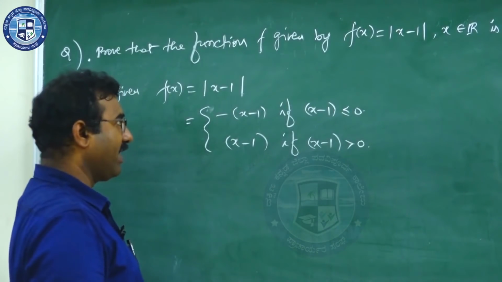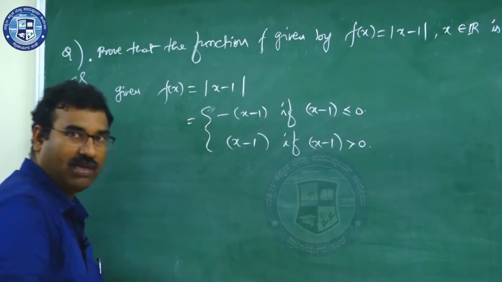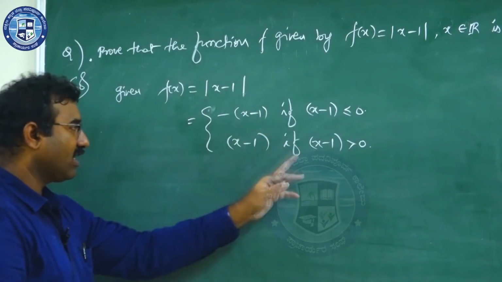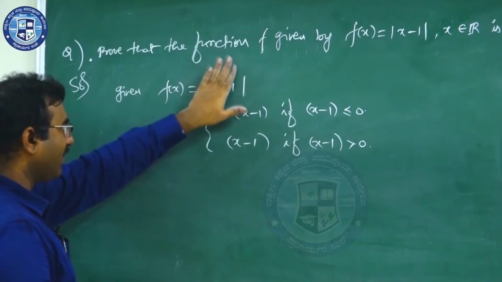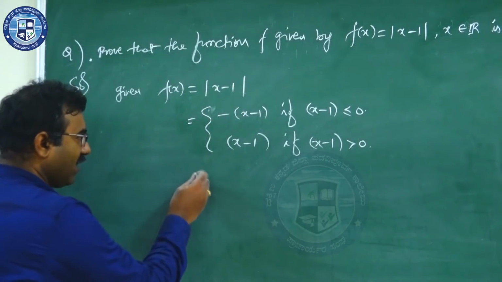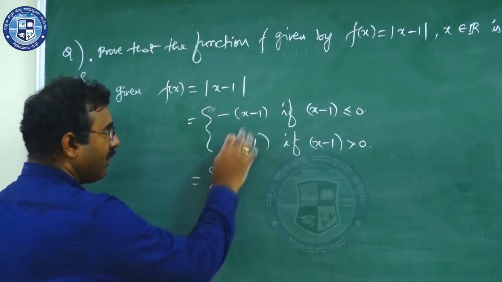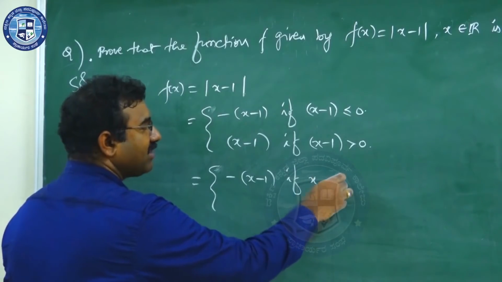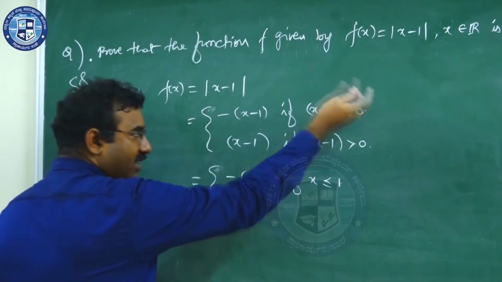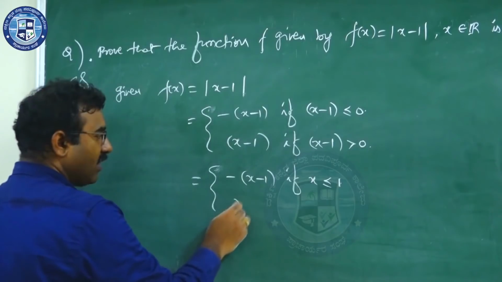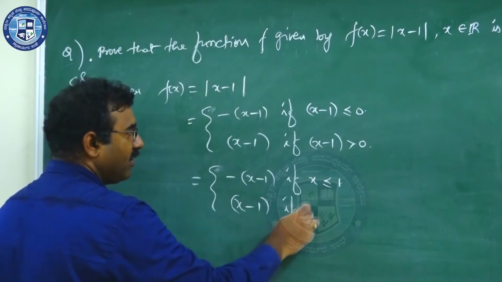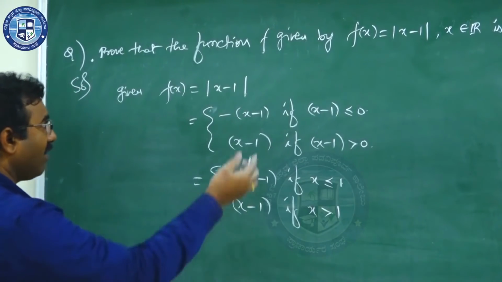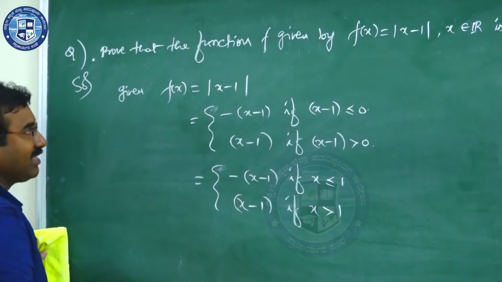By the definition of mod x, you all know that mod x is minus x if x is less than or equal to 0, and x if x is more than 0. In the place of x here, x minus 1 is present. So, which is equal to minus of x minus 1 if x is less than or equal to 1, which is minus x plus 1 when you take the 1 to the other side, and x minus 1 if x is more than 1. Okay.